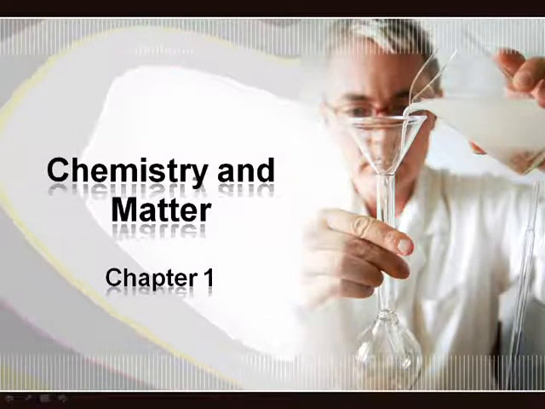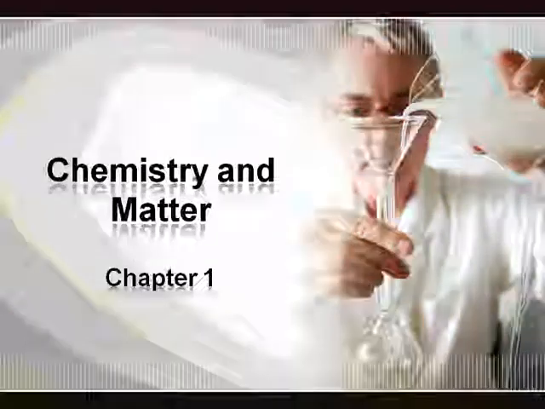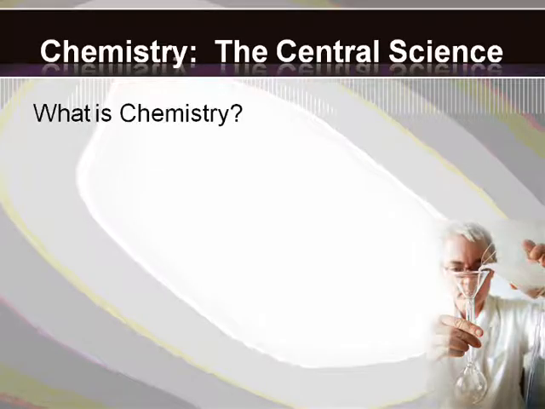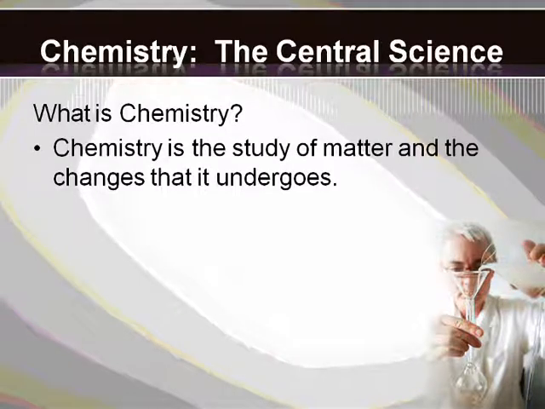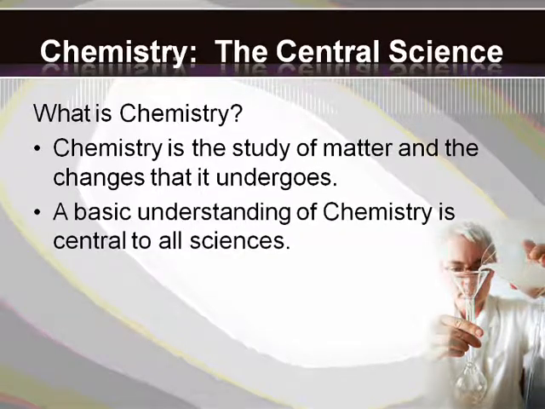We're going to talk about chapter 1 today, and that's going to tell you what chemistry is and what matter is. Now, chemistry is a central science, and so when we talk about what chemistry is, it's the study of matter and what changes that matter undergoes. Chemistry is needed in all other sciences. You need a basic understanding of chemistry to be able to relate to how things work in other sciences as well.